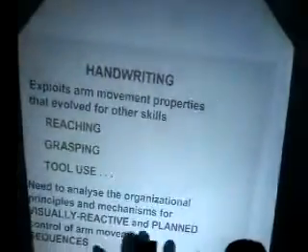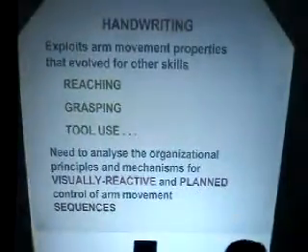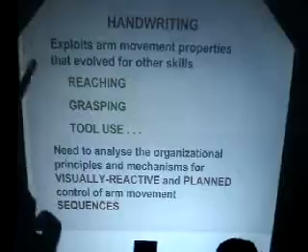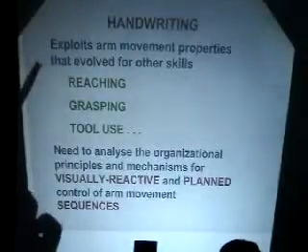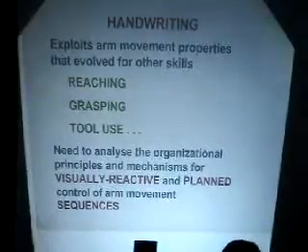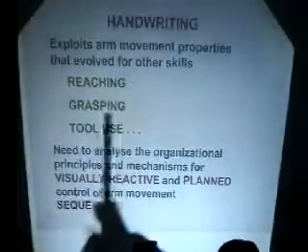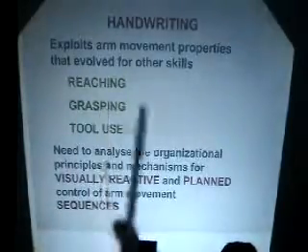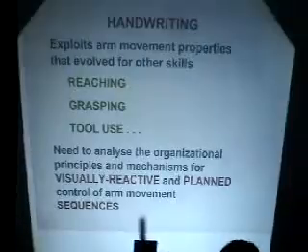So in summary, a lot was known about hand and arm control before we began modeling sequential movements like handwriting. And it was important that we study reaching first, because it's known that handwriting exploits arm movement properties that evolved for other skills. Reaching is a much more primitive skill than handwriting, which depended on the development of civilization.